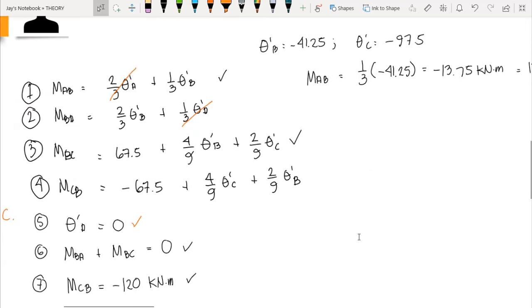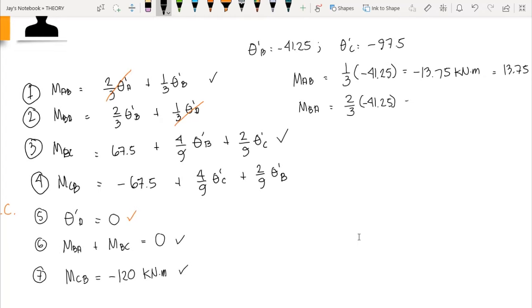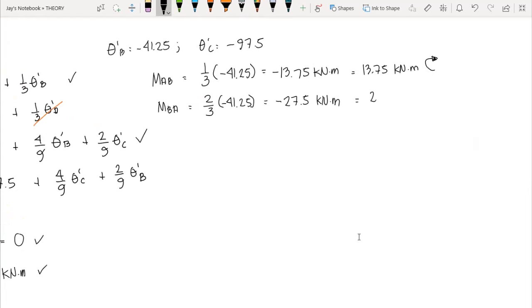Then lastly, MBA is equal to 2/3 theta prime B. We have negative 41.25. Again, theta A is 0, so this would only give us that equation. That means we have 2/3 of negative 41.25. This would give us negative 27.5 kilonewton meters, or 27.5 kilonewton meters, and since we have a negative value, the rotation is clockwise. So this is our answer for MAB and MBA.